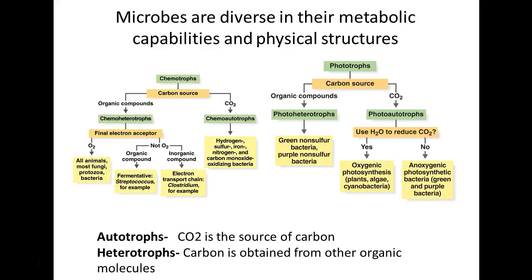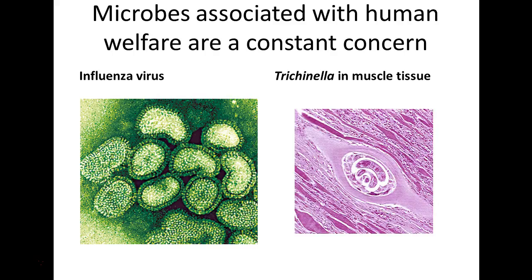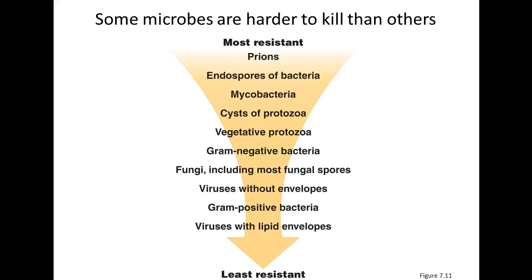They are diverse in their metabolic capabilities, and we want them to die. These are things that cause human disease. Of course, as you know, most microbes don't necessarily cause human disease, but many do, and the fact that they do makes us want to kill them. Some microbes are harder to kill than others.